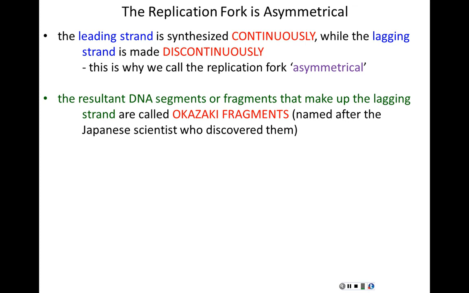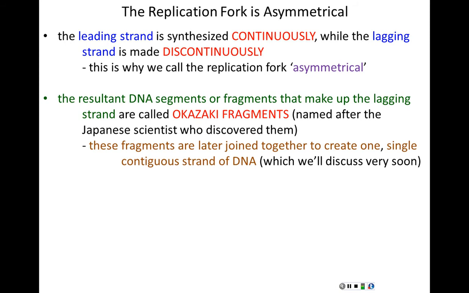Again, these segments don't remain individual throughout the life of the molecule, but this is the only way to make the DNA molecule during replication itself. So these Okazaki fragments are later joined together to create one long, single, contiguous strand of DNA. However, it can't be made that way from scratch.